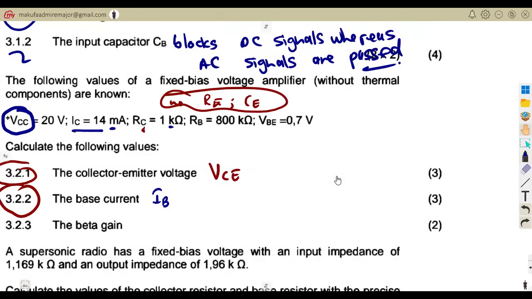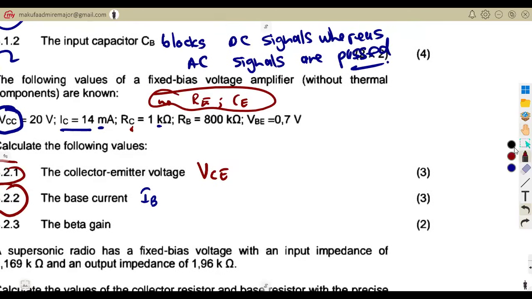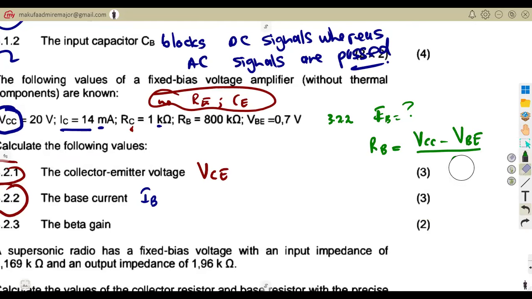All right, so we saw that. I'm just going to write it here, guys, because of issues of space and time also, 3.22. So we saw that from RB, we can calculate IB, because RB is equal to VCC minus VBE over IB. Sorry, guys, over IB there. Okay, so let's see what we can do. We can make this the subject.